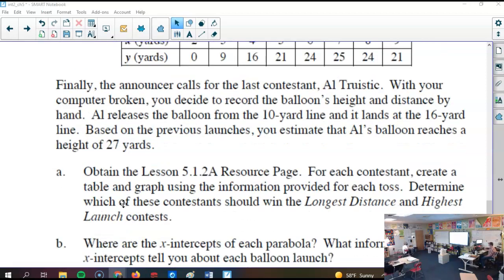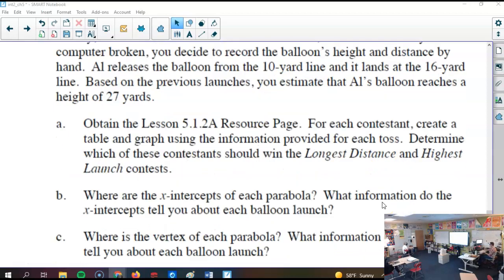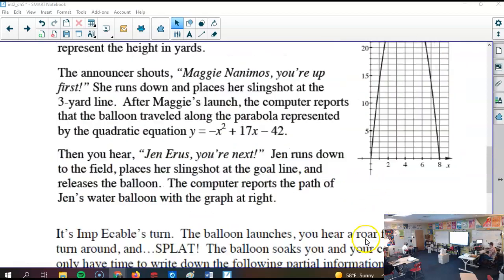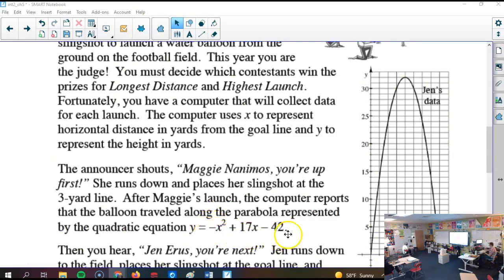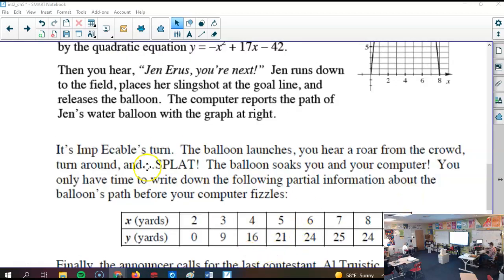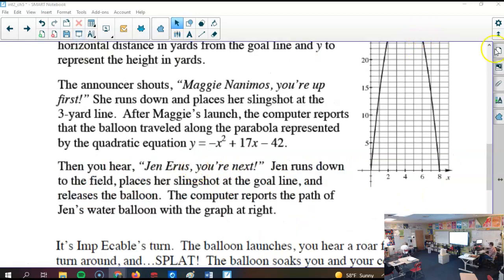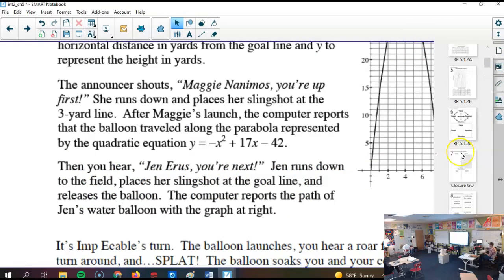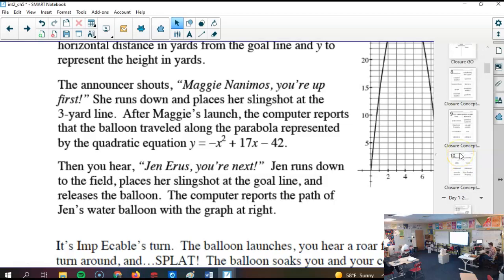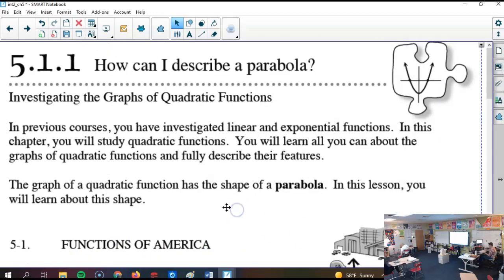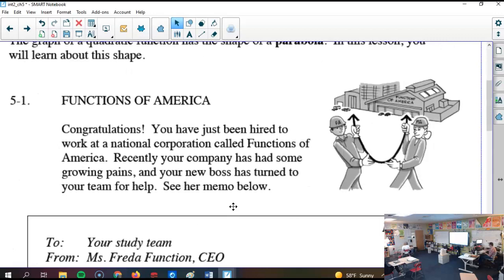Obtain a 5.1.2 resource page, which I will give you before you walk out of here. They are right here. And for each contestant, create a table and a graph using the information provided for each toss. But this will make a lot more sense if we understand what this is representing, or how to take the information they gave us, like for Al, and actually turn it into a quadratic. So that takes us back to 5.1.1, where we have been hired. Cool. We're getting jobs. At Functions of America.